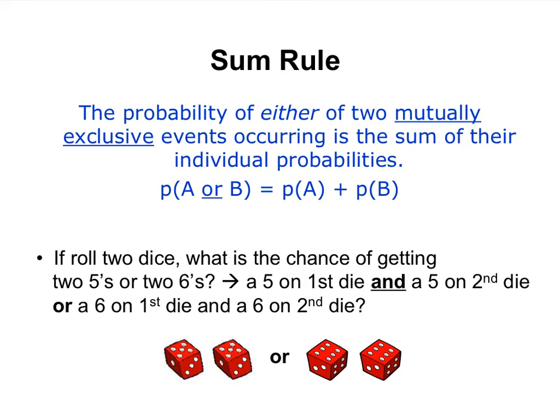In the sum rule, you're looking at or. What are the chances of getting this or this to happen? So let's take a look at an example. I think it's best to look at an example. If you roll 2 dice, what are the chances of getting 2 5s or 2 6s? Right? A 5 on the first die and a 5 on the second die, or a 6 on the first die and a 6 on the second die. All right, so what are the chances of having that happen?